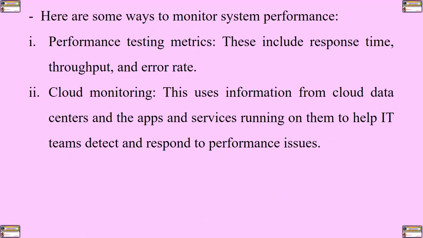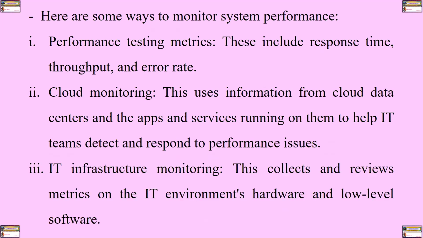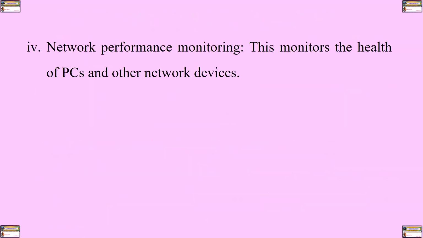Number two is cloud monitoring. This uses information from cloud data centers and the apps and services running on them in order to help the IT teams detect and respond to performance issues. Number three is IT infrastructure monitoring. This collects and reviews metrics on the IT environment's hardware and low-level software. The fourth one is network performance monitoring, which monitors the health of personal computers and other network devices.